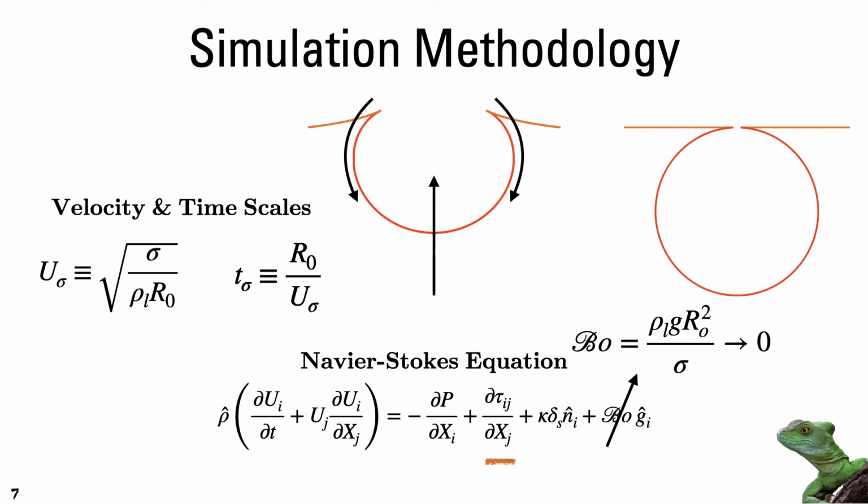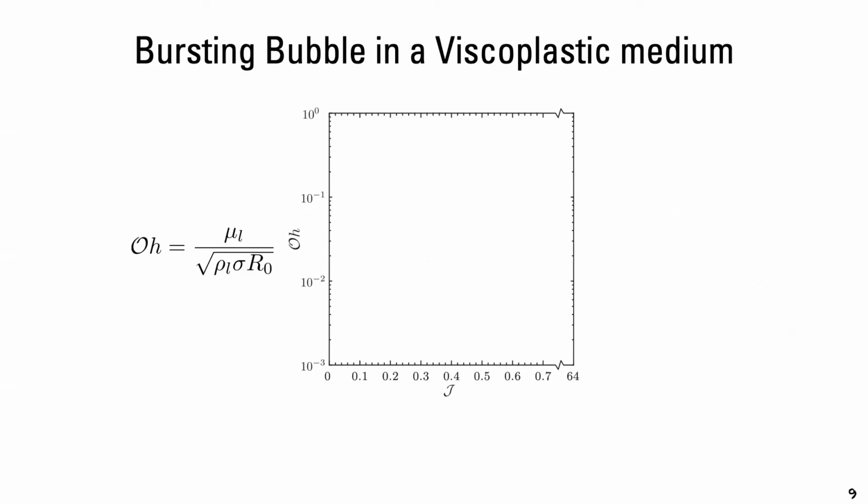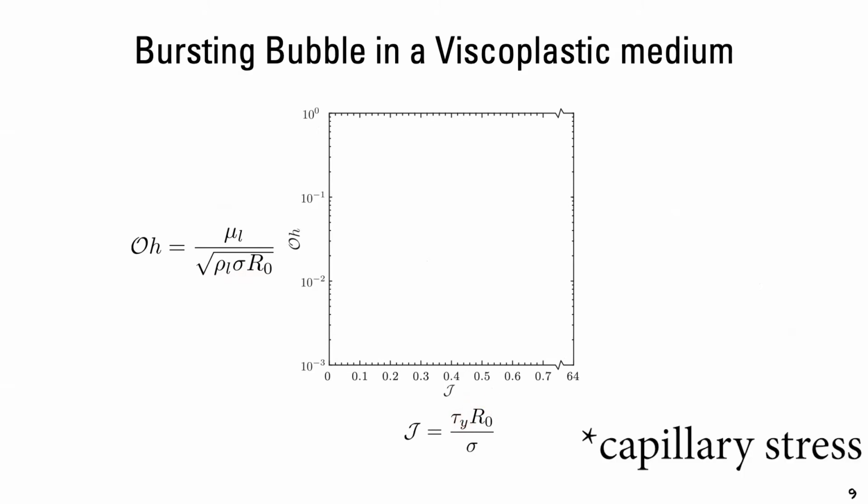Now, it is very important to take care of this viscous stress term if we want to model a non-Newtonian liquid. And for that, we use a regularized Bingham model. In this model, the flow is 0 if the stress is below a critical value. And if the stress is higher than a critical value, then the constitutive equation looks like this. And in these equations, we can identify two dimensionless numbers. First is the Ohnesorge number, which is nothing but a ratio between the viscous stresses and the surface tension stresses. The second number is the J number, which is a ratio between the yield stress of the fluid and the capillary stress. So in this phase map, if J goes to 0, then we are in the Newtonian limit.